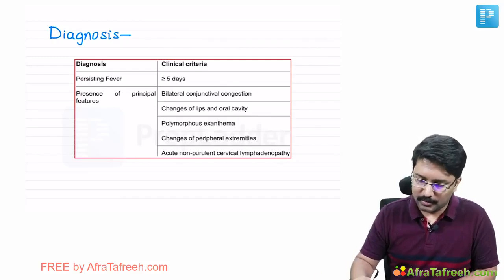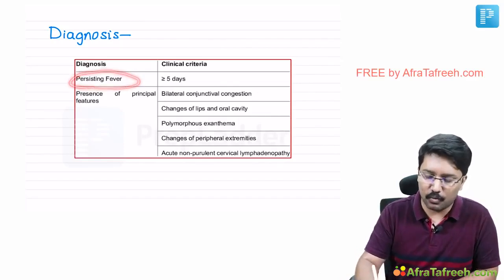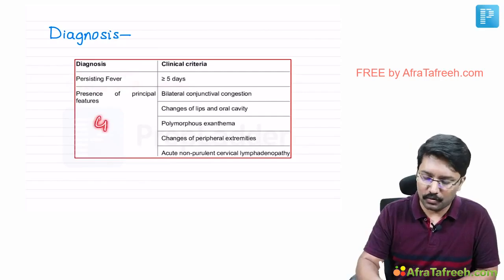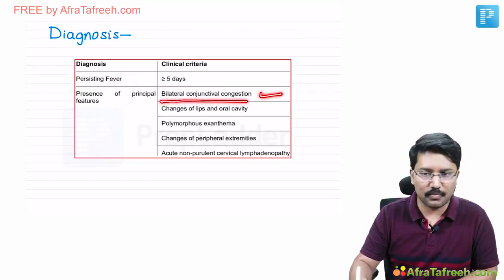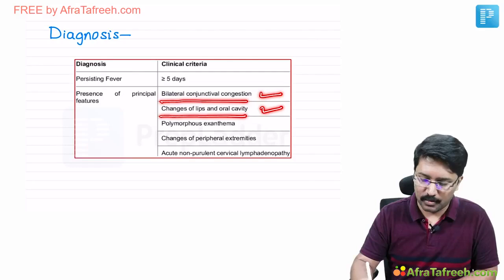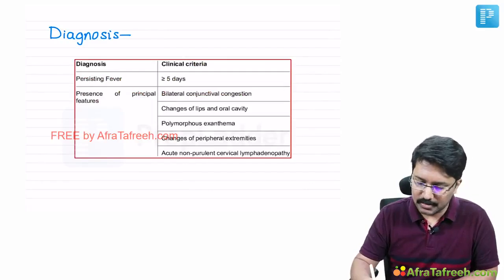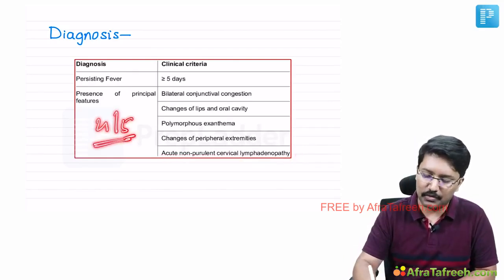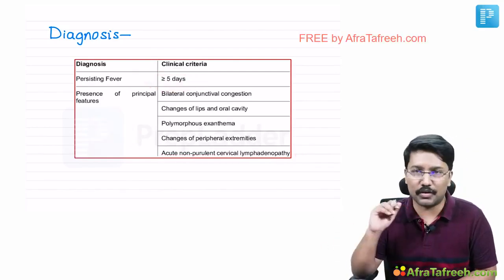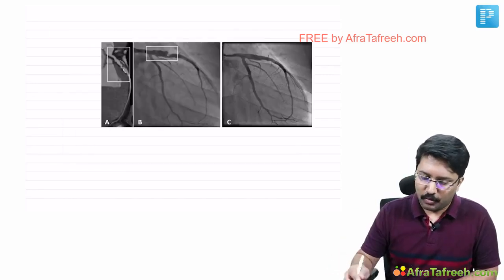Okay. Now coming to the diagnosis of the disease, we diagnose it based on clinical criteria. A patient has fever persisting for more than or equal to 5 days, and 4 out of the 5 remaining symptoms are present: bilateral conjunctival congestion, changes in the lips or oral cavity, polymorphous exanthematous rash, that is what we were talking about here, changes of the peripheral extremities, and acute non-purulent cervical lymphadenopathy, right? So 4 out of these 5 should be present, and the fever should persist for more than or equal to 5 days. So you can't diagnose this entity before 5 days of the onset of fever, right? Okay, that's all about the diagnosis.